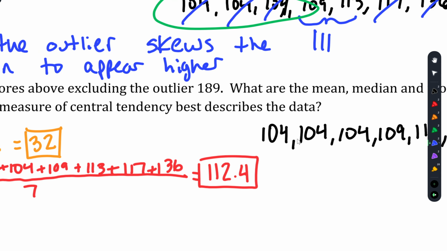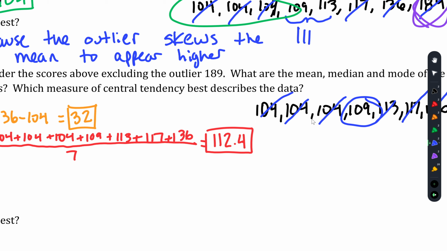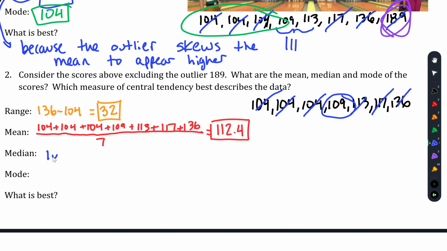To find the median, we got to make sure that they're in order, which I already did. They're in order. So I'm going to cross out one lower and one higher until I get to the middle. That median is 109. The mode, did the mode change here? Nah, it's still 104.